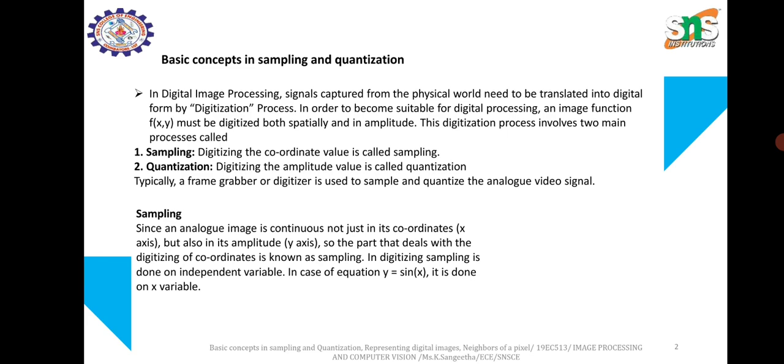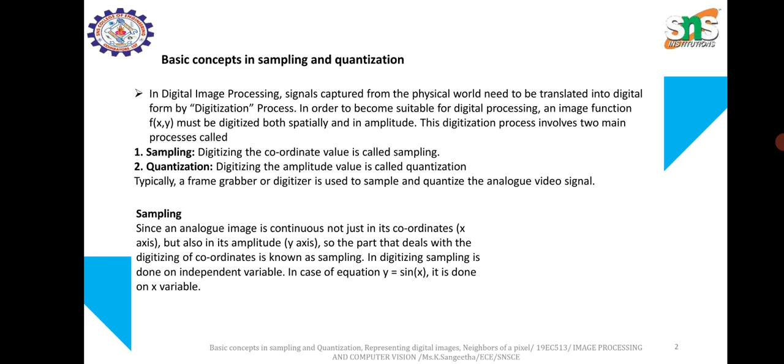So the analog image is continuous, not just in its coordinates, that is the x-axis, but also in its y-axis. The part that deals with digitizing the coordinates is known as sampling. In digitizing, sampling is done on the independent variable. In the case of y equal to sine of x, it is done on the x variable.